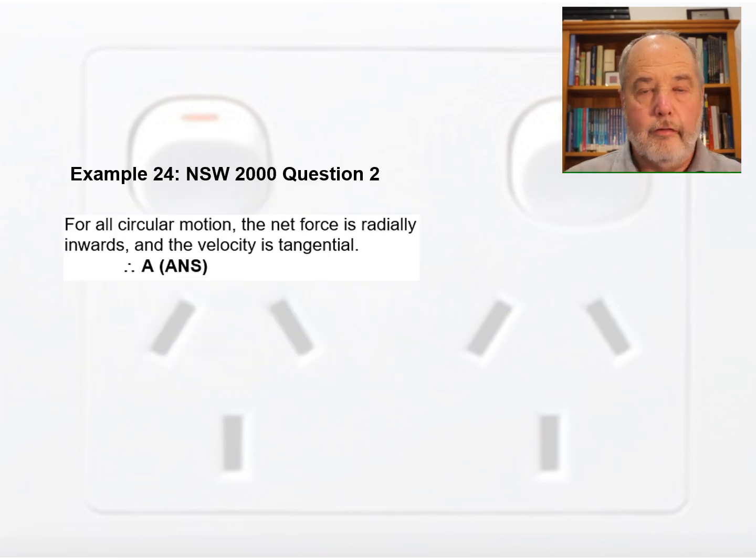Our definition for circular motion is when the net force is acting radially inwards and it is at right angles to the velocity. The only situation that describes this is diagram A.